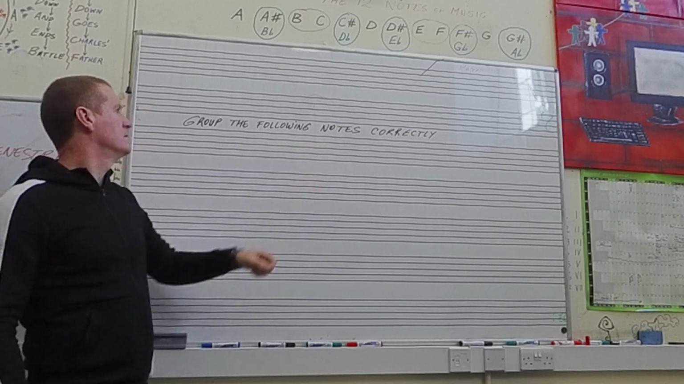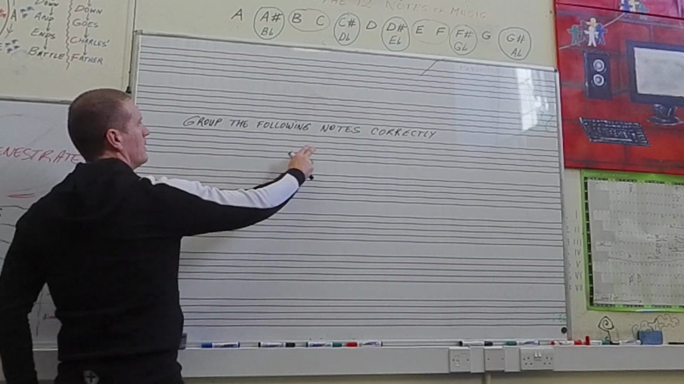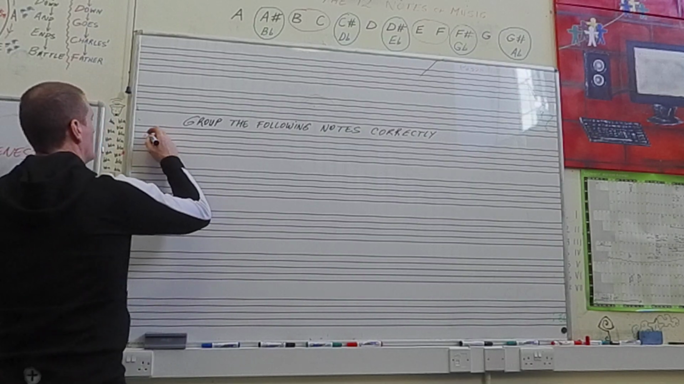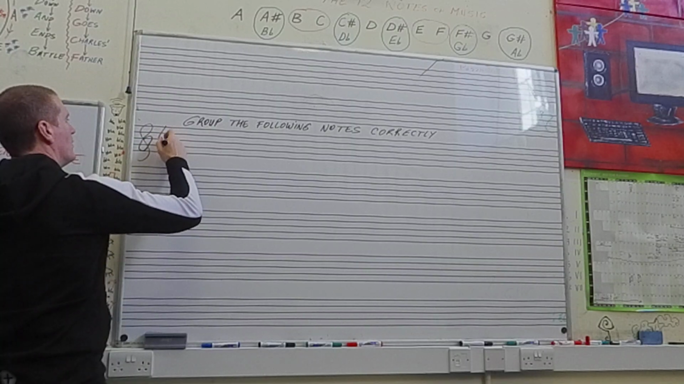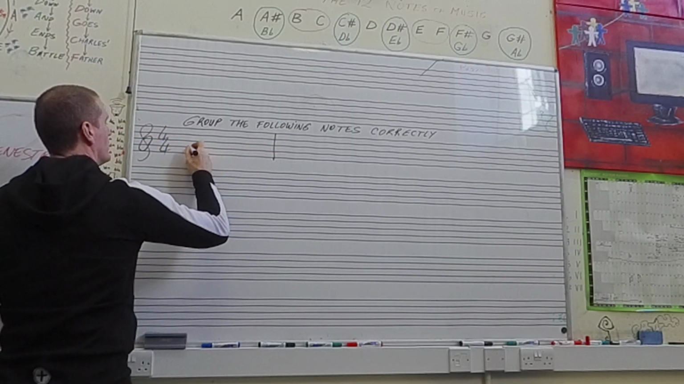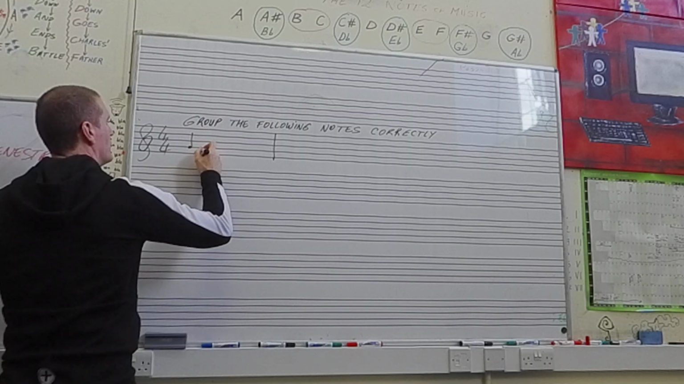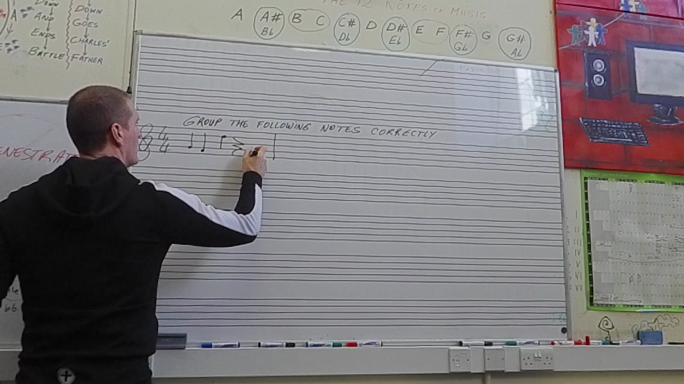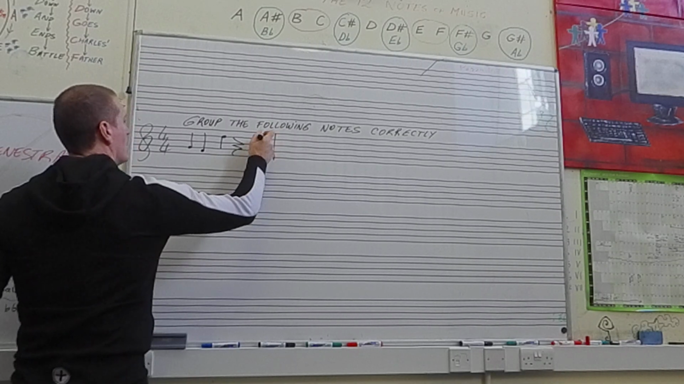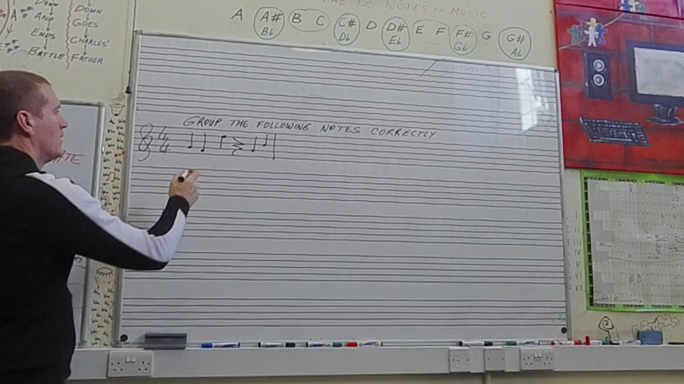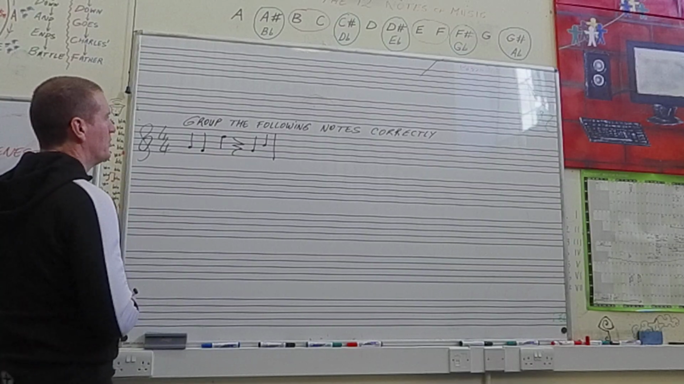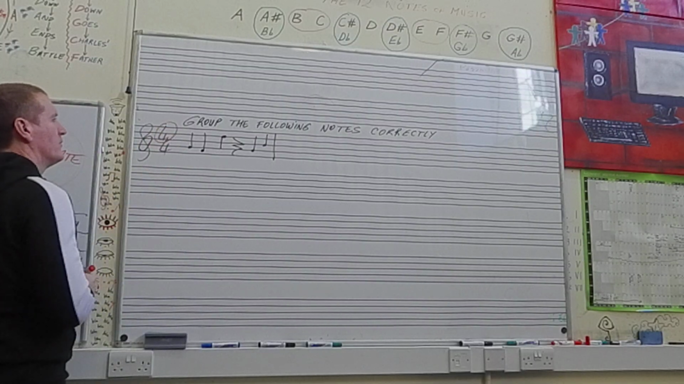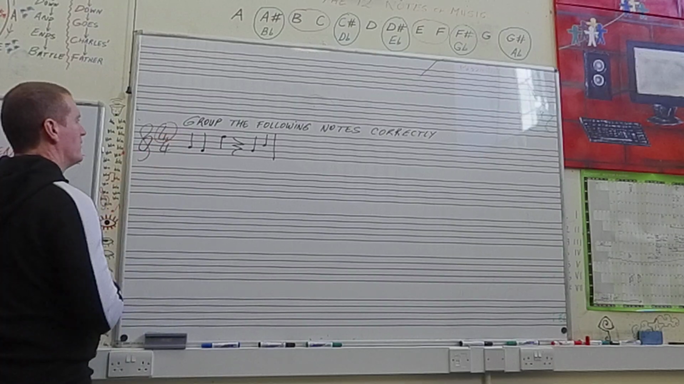You may come across a situation where you're going to have to group clusters of notes together correctly. If you see something like this, and you see something like this, the way to group those correctly is, first of all, you're going to ask yourself, how many beats are in the bar? In this case, look at the time signature, there are 4 beats in the bar.